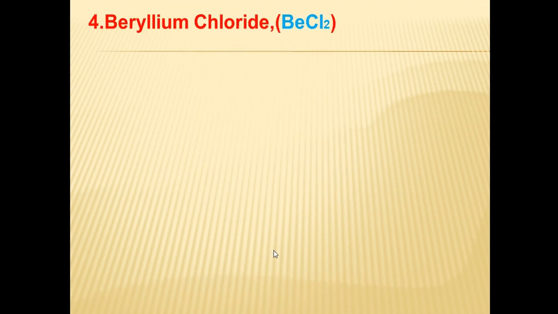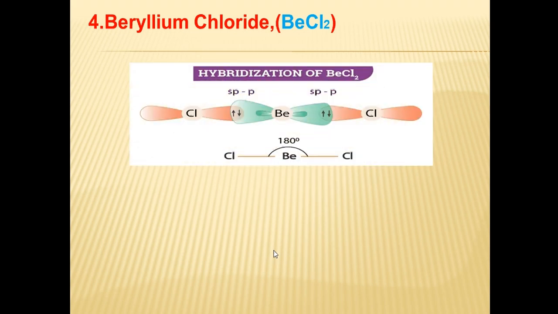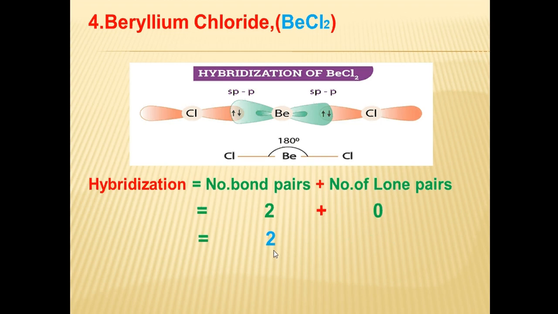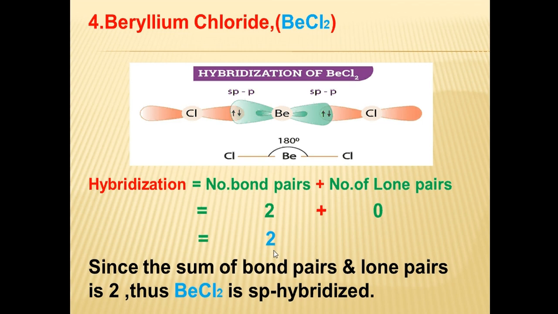In this next slide, beryllium chloride is shown, which shows that it has two bond pairs and no lone pair. Thus, the sum of the bond pairs and lone pairs is 2. Therefore, beryllium chloride is sp hybridized.